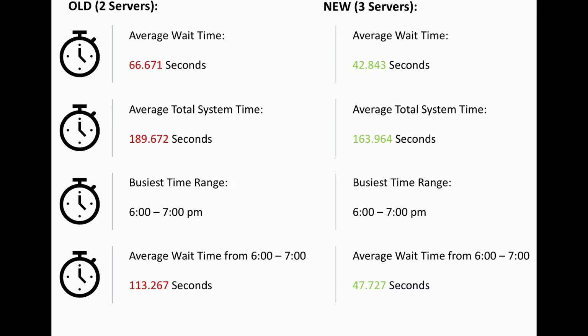So this is what we got out of our simulation, and a lot of it followed very well with what we saw in real life, and we were able to come up with a pretty reasonable recommendation for Qdoba.